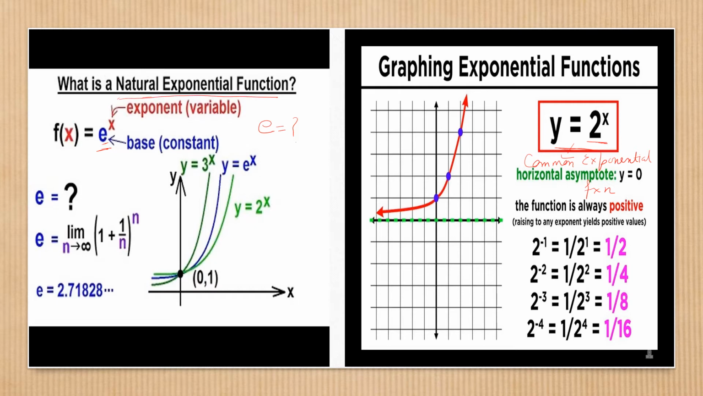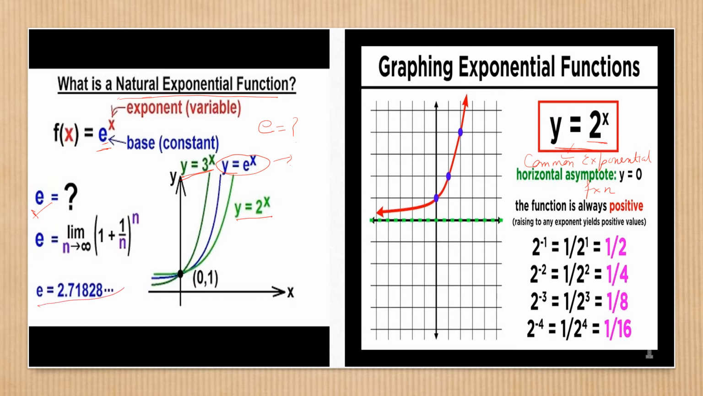So this is the basic difference. y equal to 3 raised to power x is a common exponential function. y is equal to 2 raised to power x is a common exponential function. But y is equal to e raised to power x is a natural exponential function. So what is e here? We are writing here e. So what is e here?